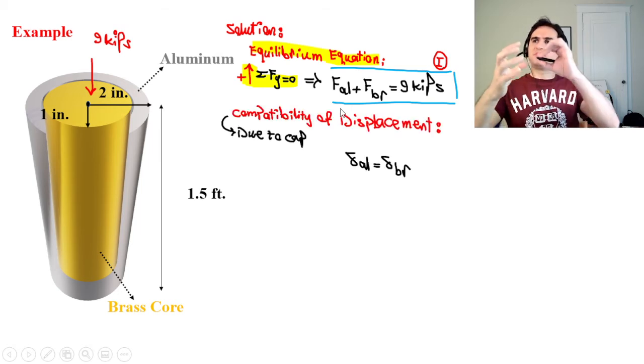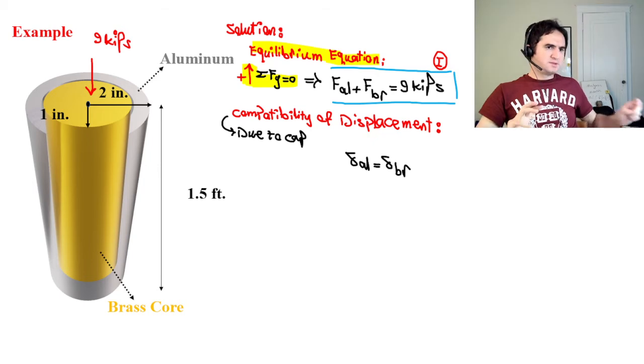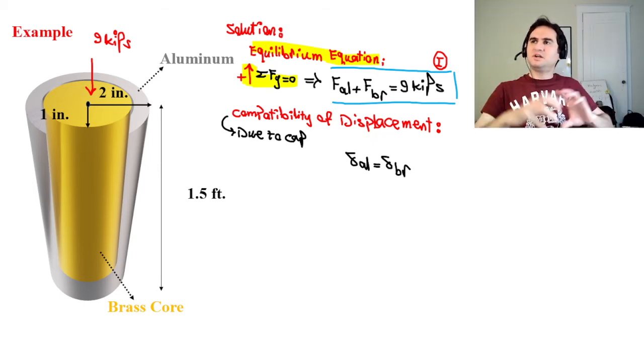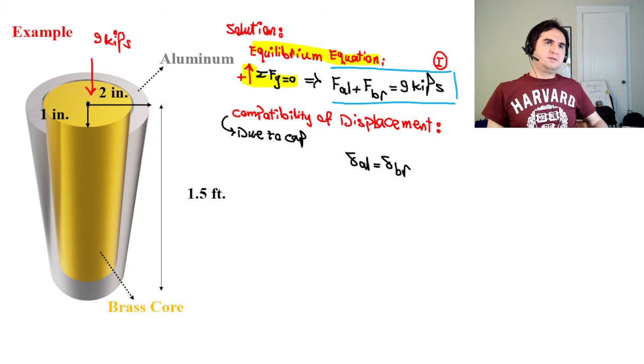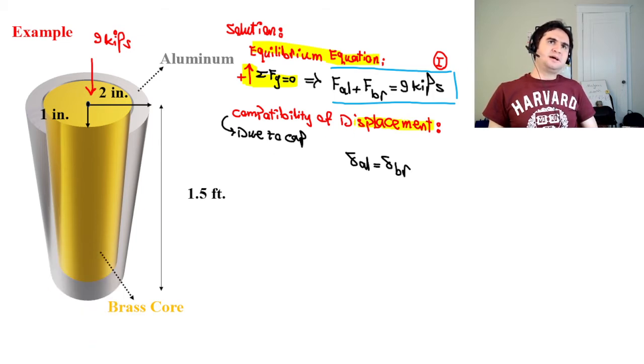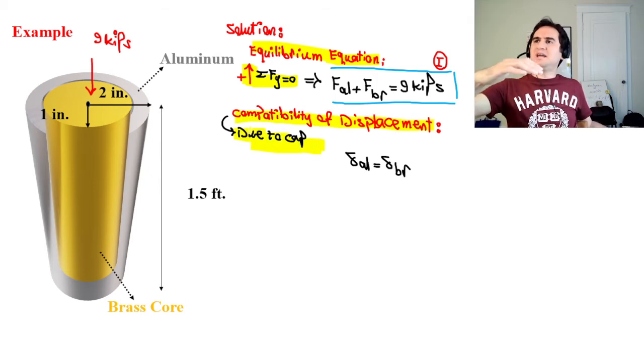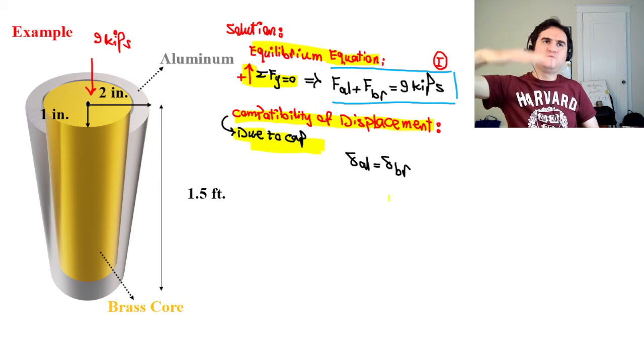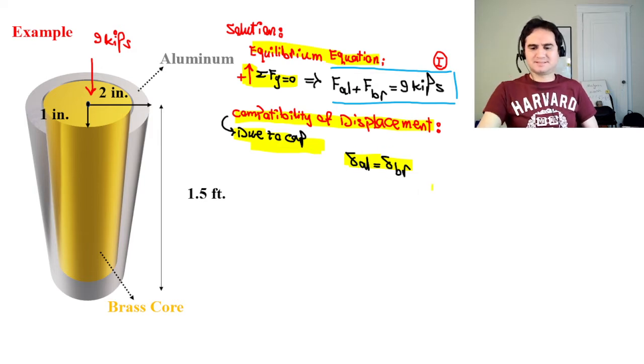And because the materials are bonded to each other, they are inside each other, and we know from the compatibility of displacement that, due to the rigid cap, which is a distributor of forces between the two materials, they move with each other. So we know from the compatibility of displacement due to the rigid cap, delta aluminum is equal to delta brass.